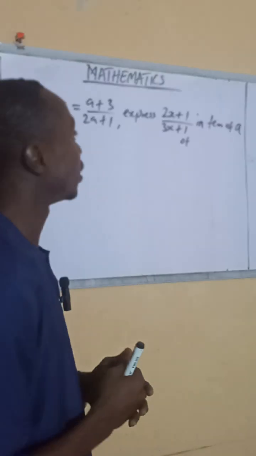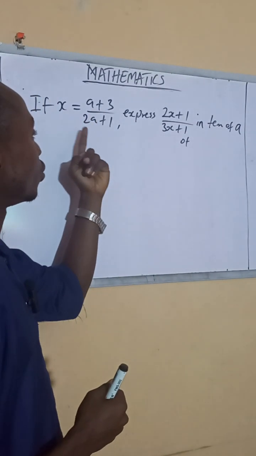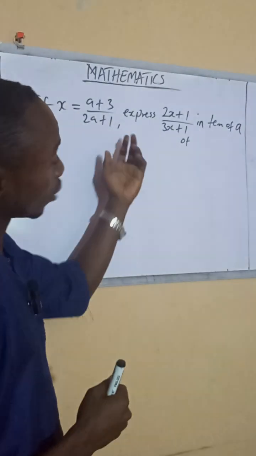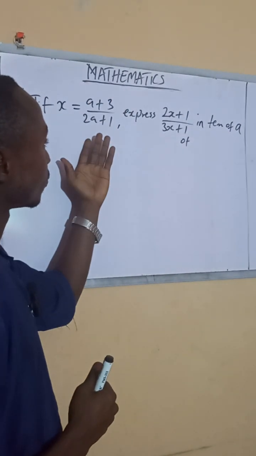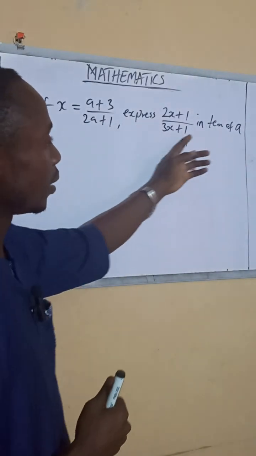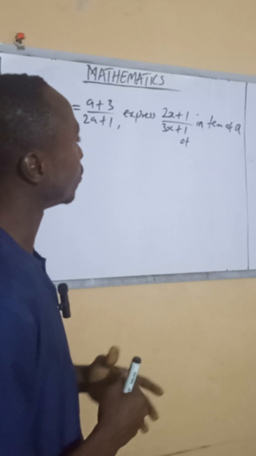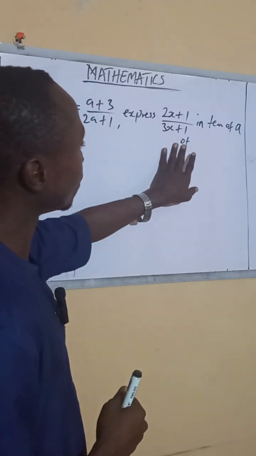The question says, if x equals a plus 3 all over 2a plus 1, that is to say this is x. They have told us that this is s. Express this in terms of a. Express this in terms of what? A.